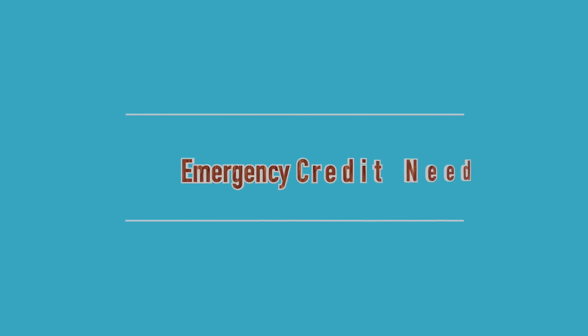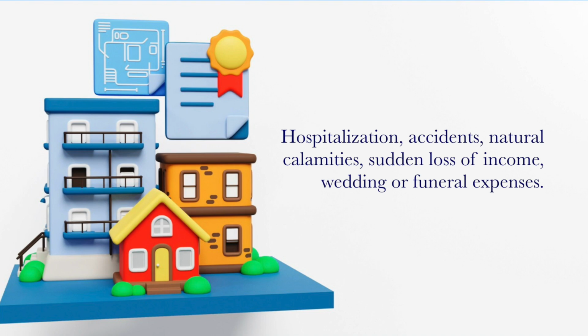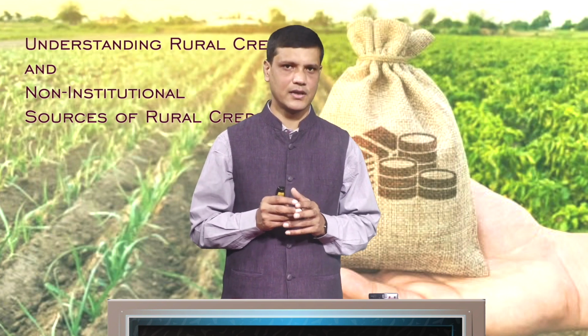The third one is emergency credit need. Credit also fulfills unforeseen and urgent credit needs such as hospitalization, accidents, natural calamities, sudden loss of income, etc. This type of credit is crucial, helping rural households to cope with unexpected financial crises when savings are insufficient.